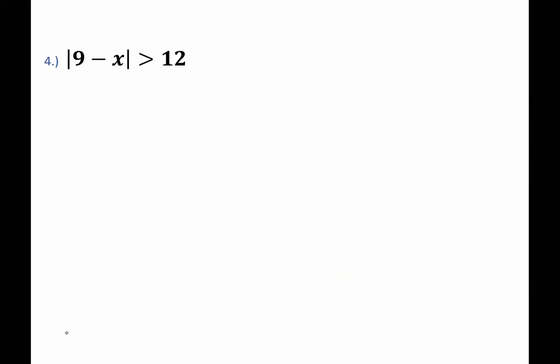Okay, this is number 4. This time we have an absolute value greater than 12. Okay, so let's remember which type we're dealing with here. If you have the absolute value of x greater than something, what are we going to do? Let's see. This is not the one where we're in between two endpoints. It's the opposite of that. We're going in opposite directions.